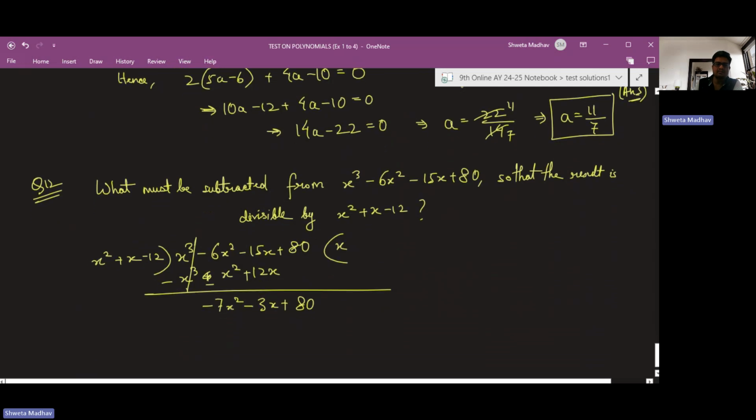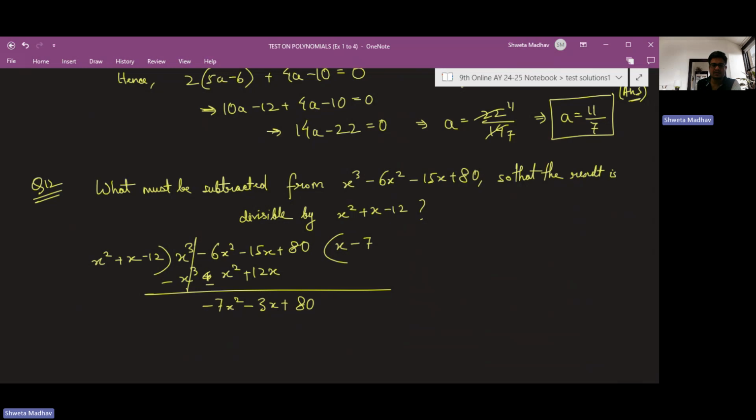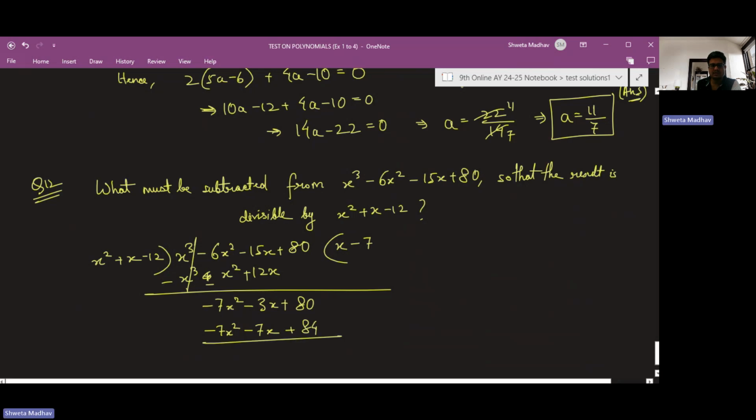So then here I need minus 7x square, so here I will multiply it with minus 7, then I will get minus 7x square and minus 7x, then plus 12 7s are 84. Then I will change the sign.